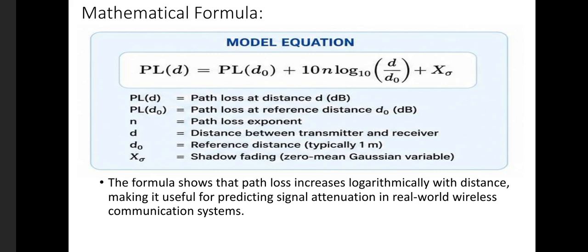This is a very important formula for the log path loss model. PL(d) equals PL(d naught) plus 10n log10(d/d naught) plus X sigma. This X sigma is a zero mean Gaussian variable, or shadow fading, and d is the distance between transmitter and receiver. d naught is the reference distance. Usually we keep 1 meter for normal cases, but when we are dealing with a millimeter wave antenna, it can be around 1 millimeter.